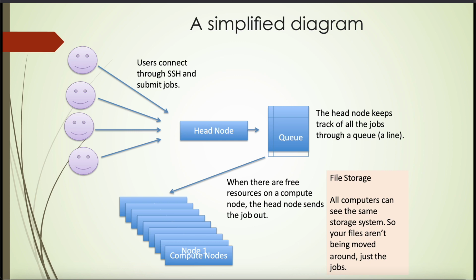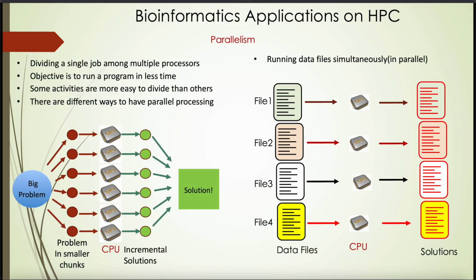Now what I want to discuss is how bioinformatic applications get supported on a high performance computing cluster. The key concept around that is parallelism. You are reducing the time it takes for bioinformatic analysis. The first approach is multi-threading, where you have a big problem, meaning a big data set, and you want to get it analyzed.